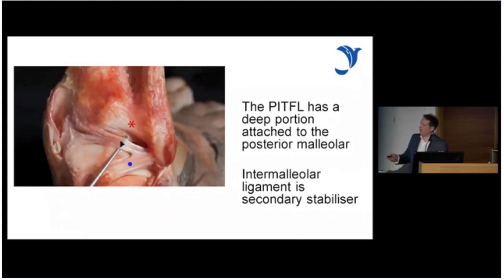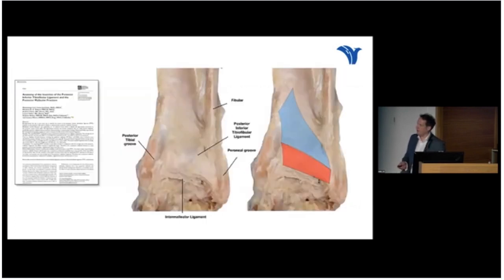At the back, you have your deep PITFL. And we go to the superficial bit now. There's another bit of our anatomy work, but also got this intermalleolar ligament, which is a secondary stabilizer. When you're scoping ankles from the front, often you can see this overhang in the back of the ankle as a secondary stabilizer. What we found when we did our posterior malleolar work, people were saying, well, why aren't they all unstable if they've got a posterior malleolar fracture, if that's where your deep deltoid inserts? But it's because you've got this very, very large superficial deltoid component as well.